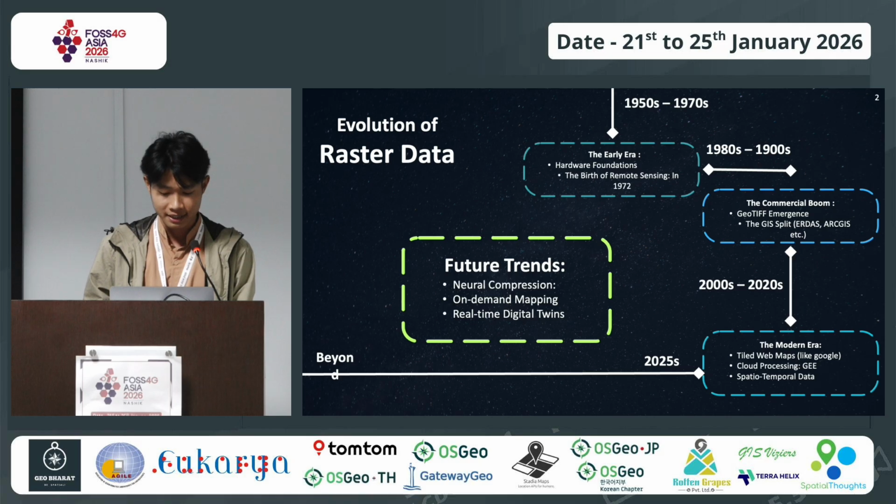The next era is called the modern era. It started from the 2000s to the 2020s. It's the era of web maps, like Google Maps starting, cloud processing like Google Earth Engine, and improvements in spatiotemporal data. And right now, in 2025, it's called the future era, and beyond. The future includes neural compression, on-demand mapping, and real-time digital twins.